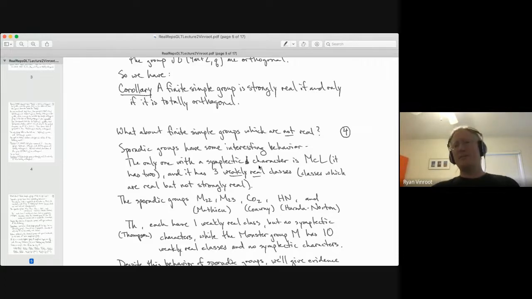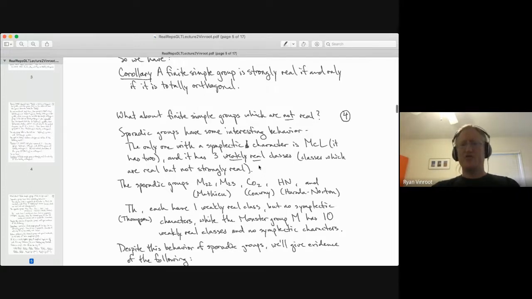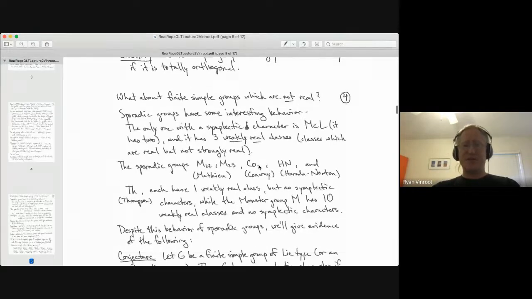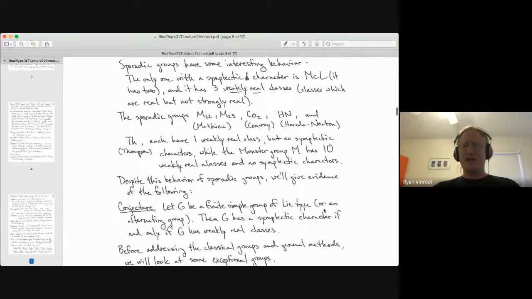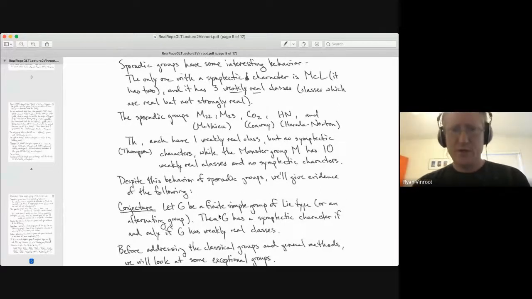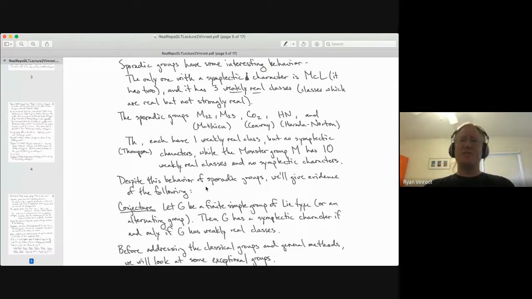So part of the point I'm making is that these finite simple groups are not well behaved. It's really the finite simple groups of Lie type. So I'm going to give some evidence for the following conjecture and give you some indication of what's left to do. If we have a finite simple group of Lie type or an alternating group, then G has a symplectic character if and only if G has weakly real classes. There are a whole bunch of cases that are covered for this, and I'll start to list some.